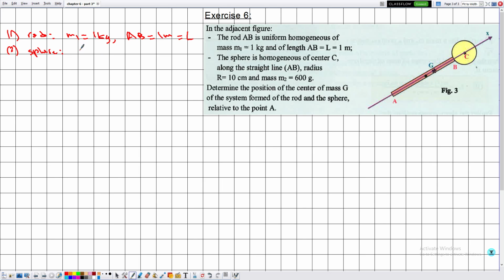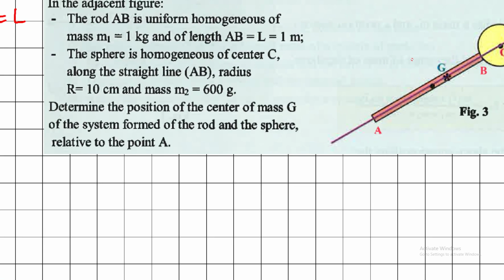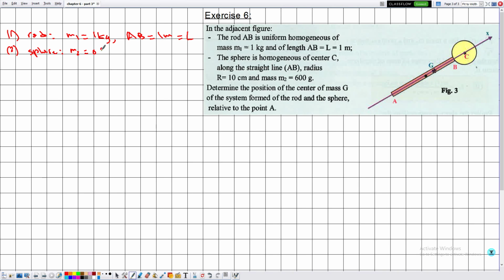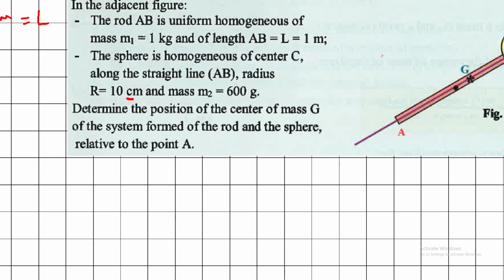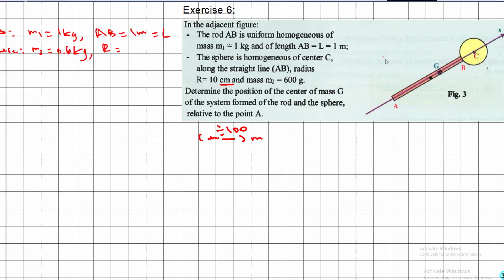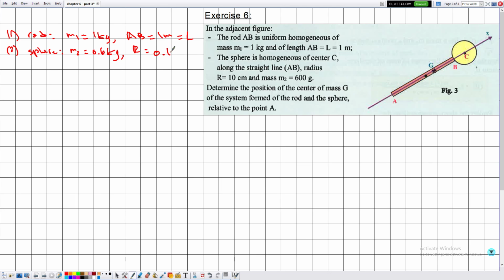Let me start with the mass, which is given by m2 equal to 600 grams. In order to convert from grams to kilograms, we divide by 1000. So it's given by 0.6 kilograms. And the radius R is equal to 10 centimeters. In order to convert from centimeters to meters, we divide by 100. So 0.1 meters.